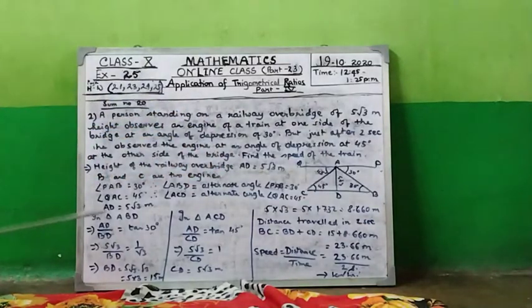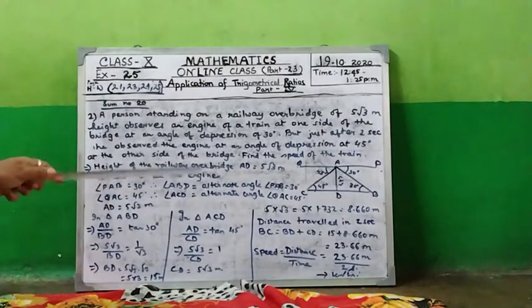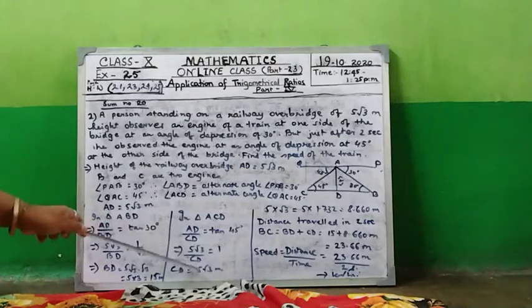Similarly, in triangle ABD, AD by BD is equal to tan 30. Now, what is AD? AD is 5√3 by BD is equal to 1 by √3. √3 into √3, that is equal to 3. 5 into 3, that is 15 meters. In triangle ACD, AD by CD is equal to tan 45. AD is equal to 5√3, CD into 1. 1 into CD is equal to 5√3.